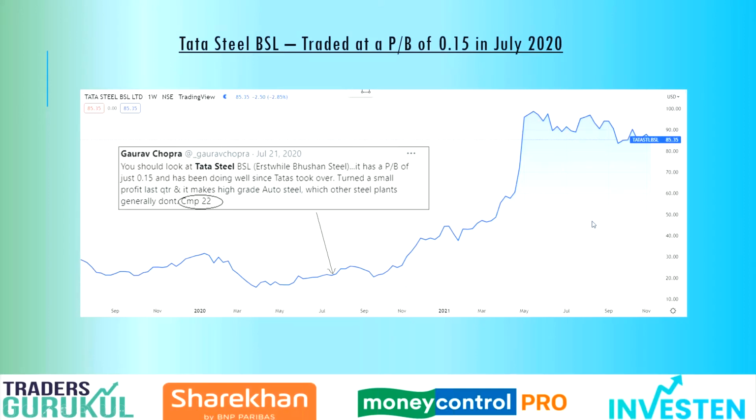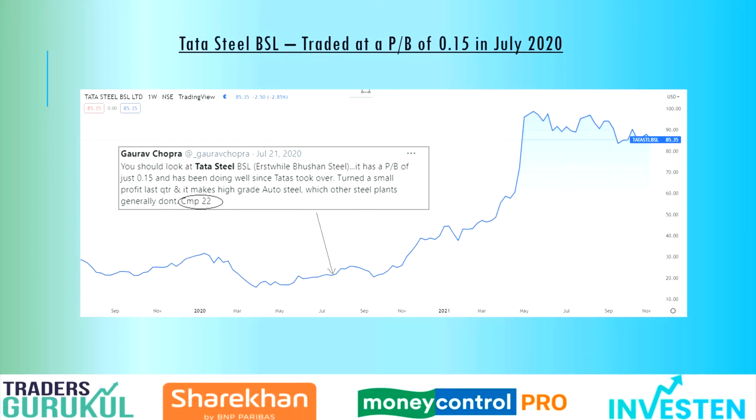So I'll explain this with the help of an example. Let us consider the case of Tata Steel BSL. This is actually a subsidiary of Tata Steel, and the erstwhile name of this company was Bhushan Steel Limited, and Tata's bought this in an auction from the NCLT. In July 2020, when I was analyzing this stock, I found that it was trading quite cheap and its book value was just 0.15.